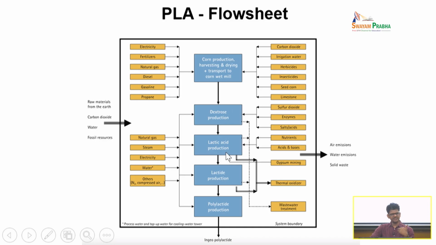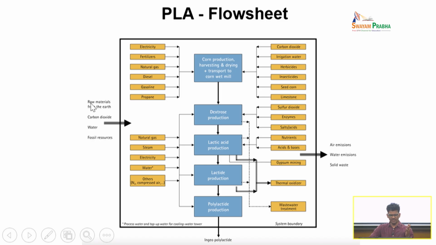And then this is a biochemical process, from corn to sugar to polylactic acid. It's actually an enzymatic biochemical process. So you're going to use a lot of substrates, enzymes, salts, acids, nutrients, various things go in. So my point is that this entire thing is the system boundary.